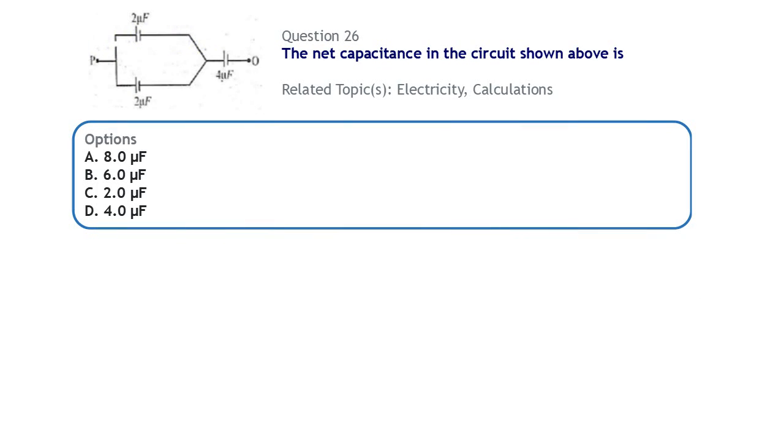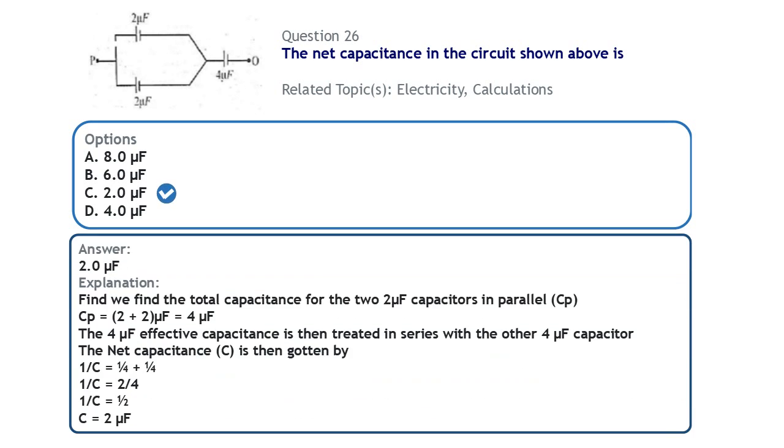Next, on electricity, the net capacitance in the circuit shown above is. So if you look at this circuit here, these two capacitors are connected in parallel. Then this parallel connection is now in series with this other capacitor. So to find the net capacitance, we look at the effective capacitance for these two that are in parallel. And when you have capacitors in parallel like this, to find the effective capacitance, we simply add up the capacitances.